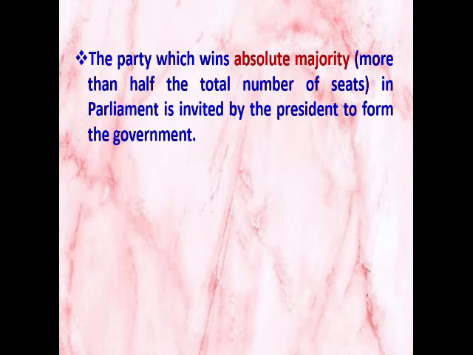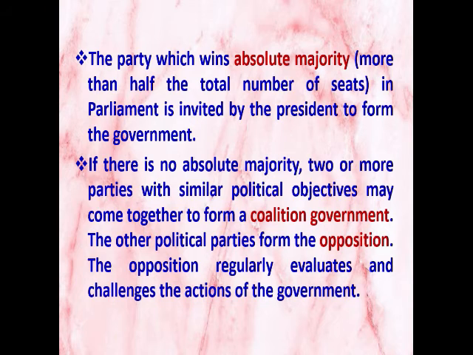So that's all. And then the party which wins the absolute majority, more than half of the total number of seats in the parliament, is invited by the president to form the government. If there is no absolute majority, two or more parties with similar political objectives may come together to form a coalition government. The other political parties form the opposition, and the opposition regularly evaluates and challenges the actions of the government.